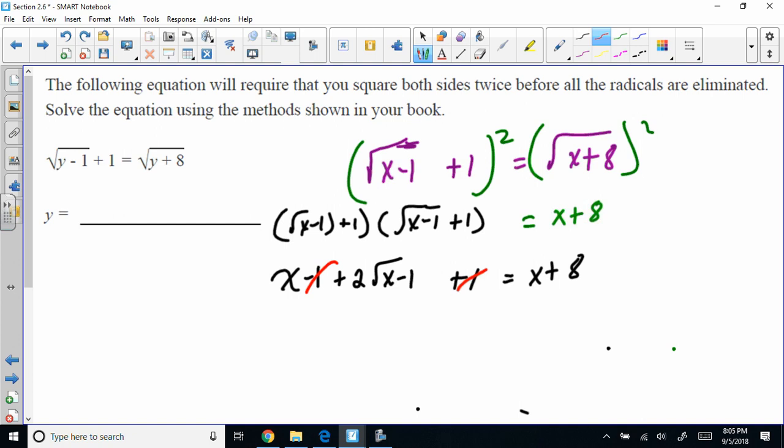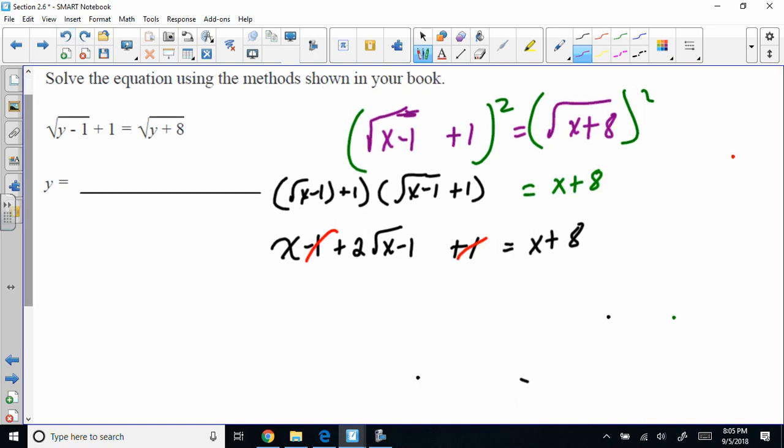Now, let's move the x and the 8 to the other side. Or do we? No, we don't want to do that. Hold up. Let's not do that. Okay, so I'm not going to do 2 and 1. I'll just stop. The negative 1 and positive 1 cancel out, right? All right, so that's what I've got so far.